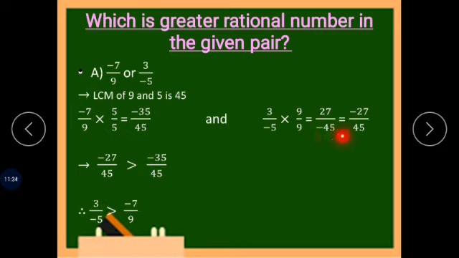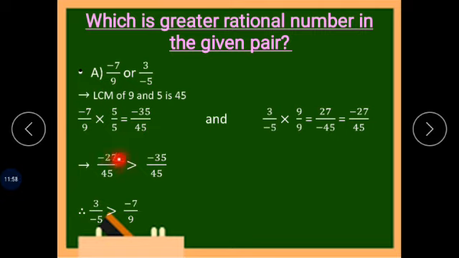As I told, the rule is you should not keep the minus sign in the denominator. So how should you write? Minus 27 upon 45. Now minus 27 upon 45 and minus 35 upon 45. Here the denominators are the same. Now compare which one is the greater.